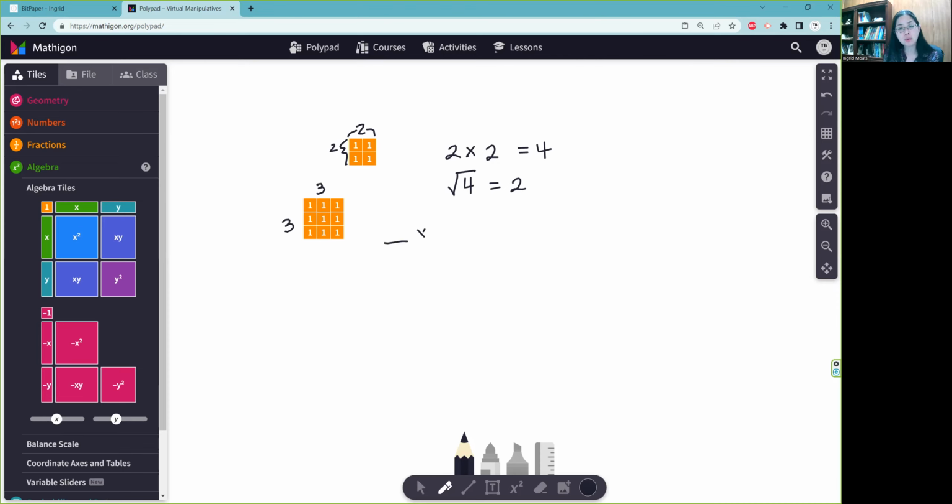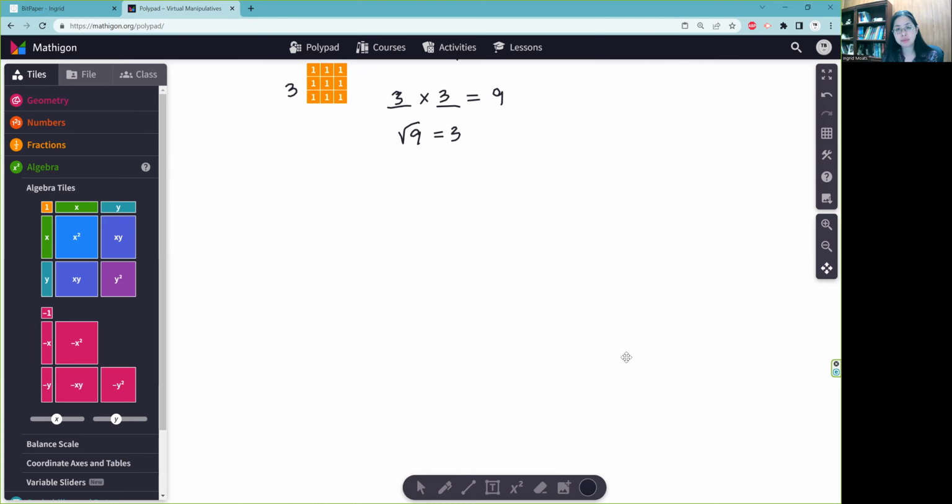So what times what makes 9? Well, the answer is 3. And based on what we just learned, we could also write this as square root of 9 equals 3. Let me fix that 3. Okay, let's try one more.